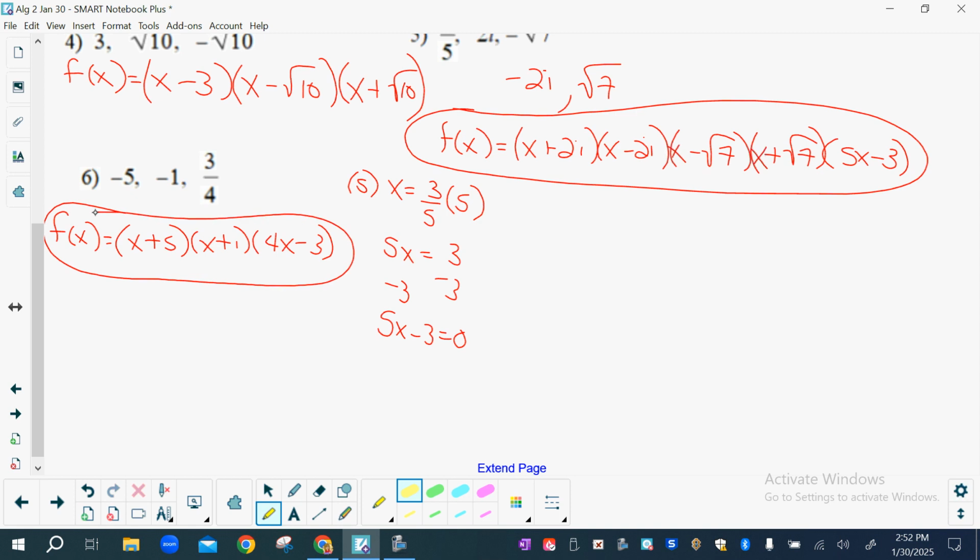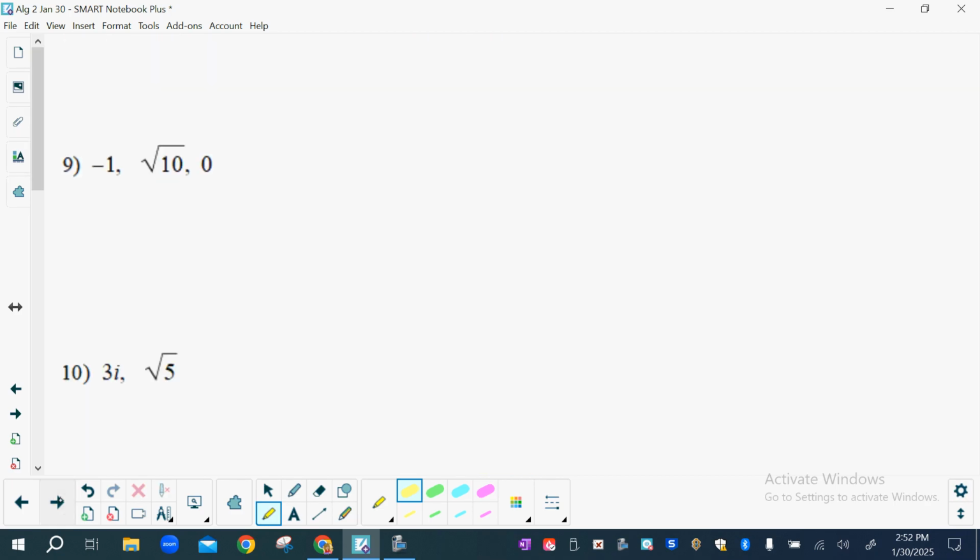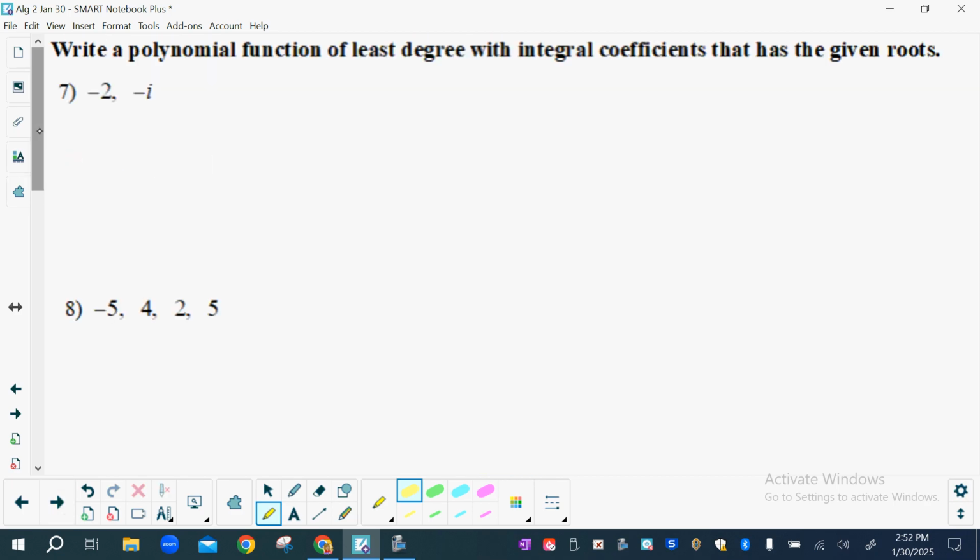Okay, do you need me to show you where we got the 4x minus 3? Anybody? No. Okay, on to the next one. So what do you think we're going to do for the next example? We're now going to write the polynomial function. We have to have an integer square root. Essentially, we're putting it in standard form.